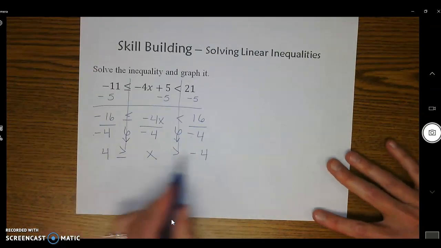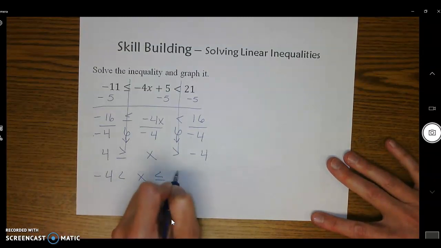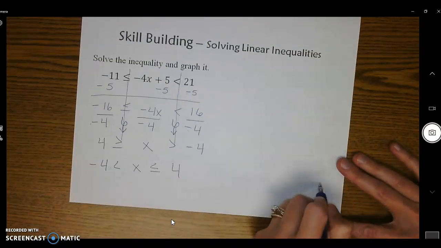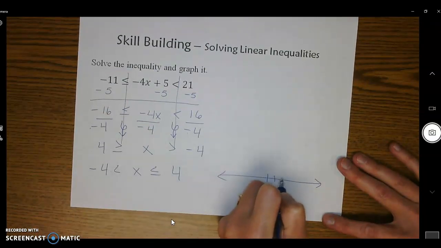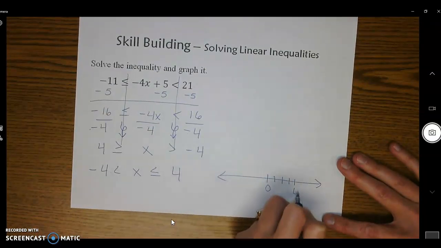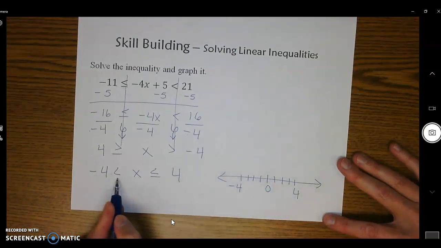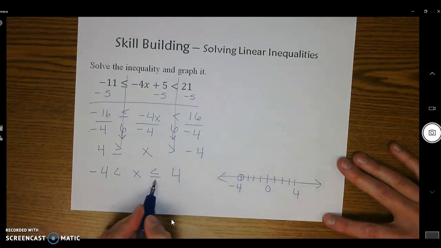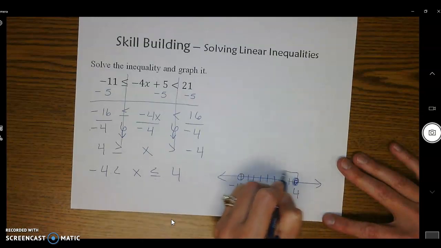If this is bothering you, a lot of people like to read this from the less than angle. You can actually flip the whole thing around. Right? -4 is less than x, which is less than or equal to 4. Most people like their smaller numbers on the left when they're reading. It just kind of makes sense because they're on the left on the number line. So -4 is not included, open circle. 4 is included, closed circle. I want all numbers in between.